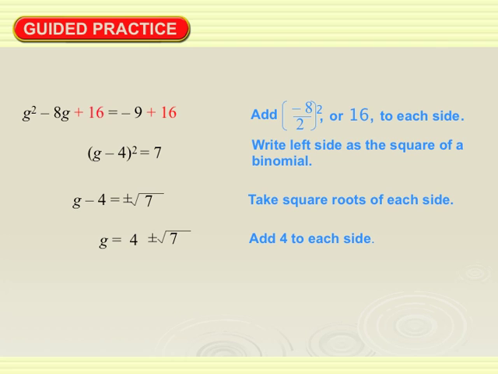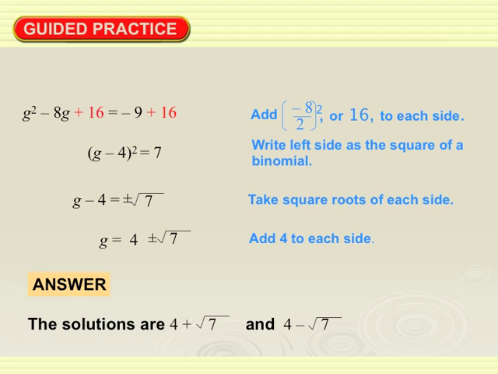And when I do that, I get g equals 4 plus or minus the square root of 7. So the solutions to the equation are 4 plus the square root of 7 and 4 minus the square root of 7. Unless I ask you to turn these into their decimal approximations, it's okay to leave them in this form.